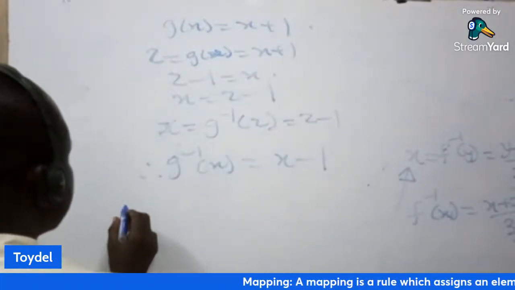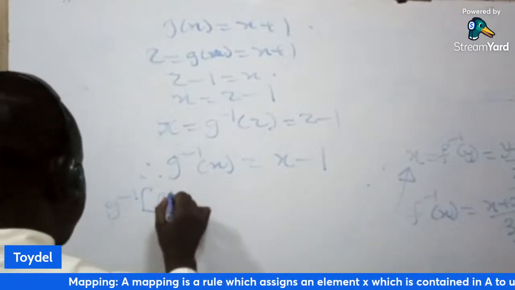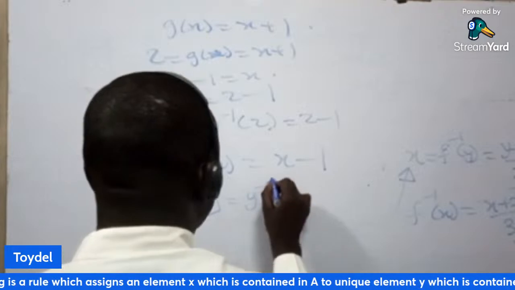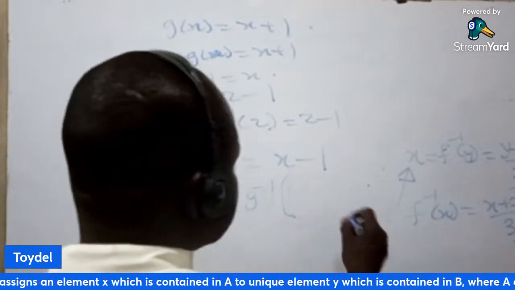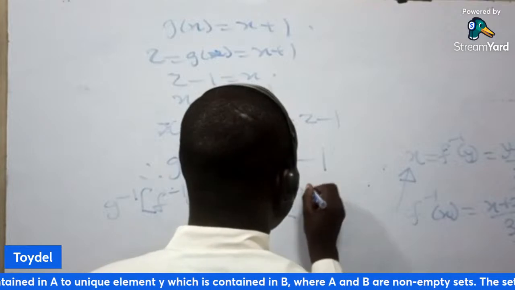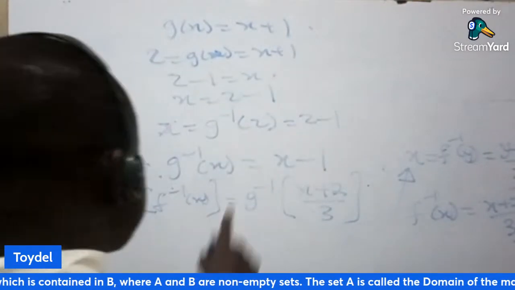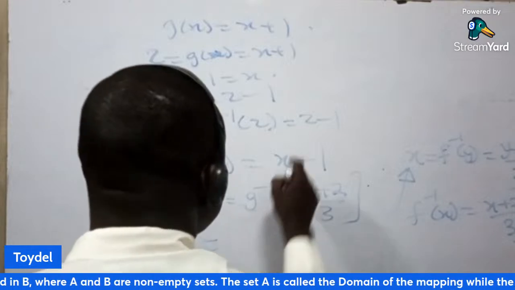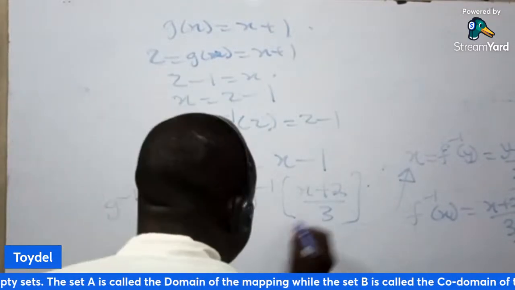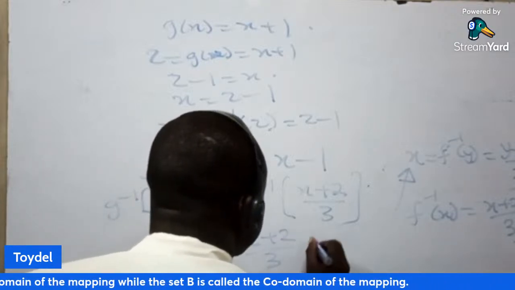Then now let's go back to the question. G inverse of f inverse of x, that's what we want to find. So in this case now, we have g inverse of, what is f inverse of x? F inverse of x is x plus 2 all over 3. That's what we get. Then what is g inverse? G inverse simply means x minus 1. If that is the case, then I will just have x plus 2 all over 3 minus 1.